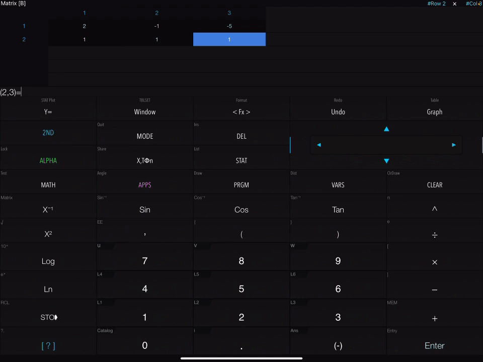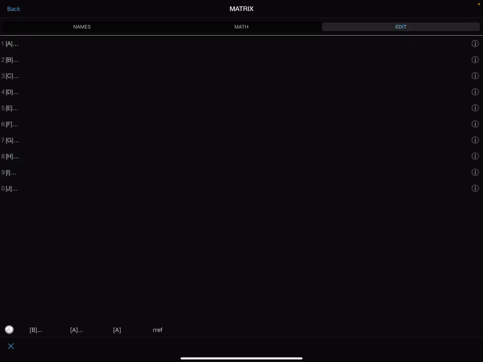So now I need to go to my home screen. The home screen, you just press second mode and it'll take you back to the home screen. Now you got to go back to matrix. It's like, what? We got to go back? Yes, you got to go back. So press second matrix. And we are now trying to solve the matrix.